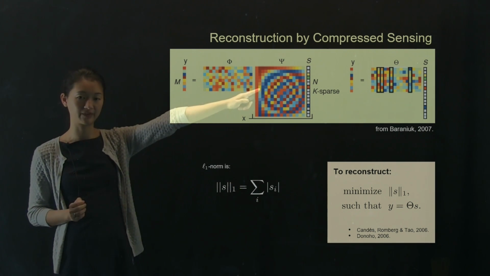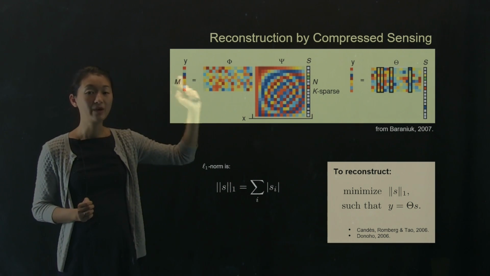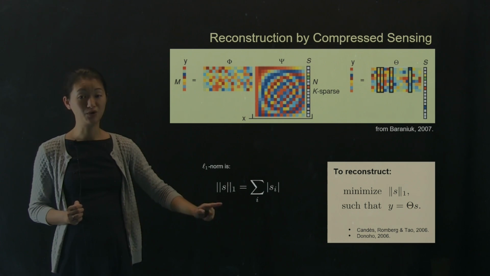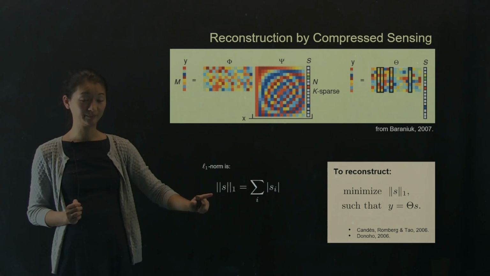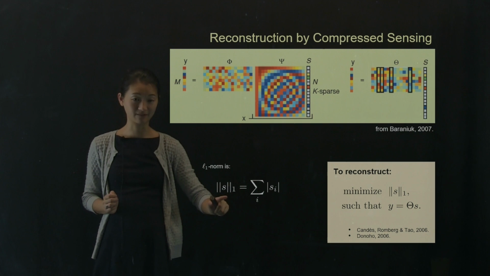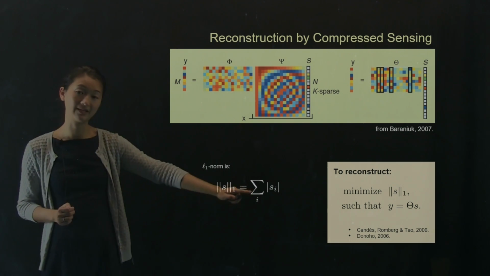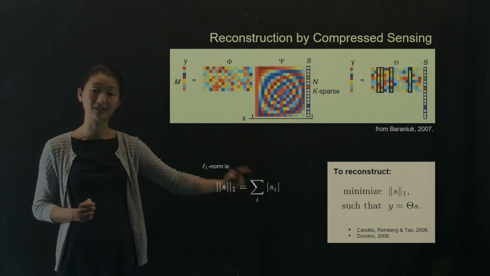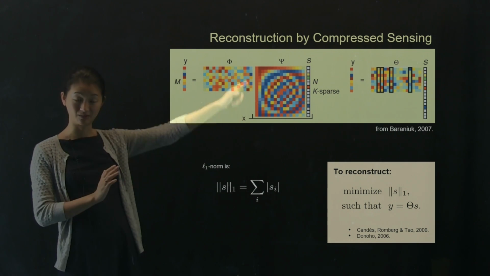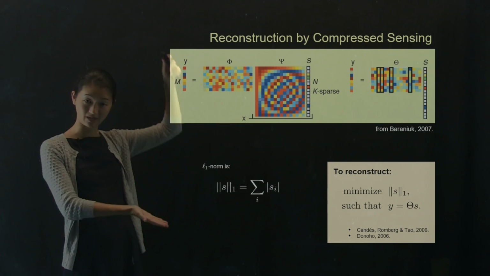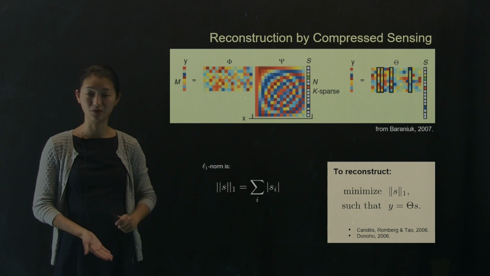So what compressed sensing says is, instead of solving that problem, what I'm going to do is solve that system of equations, y equals theta S, with the constraint that I want the L1 norm of S to be as small as possible. Now the L1 norm is relatively simple. What I'm going to do is take every element of S, take its absolute value, and add it all together. That's it, right? You take the vector S, take its absolute value, and sum all of it. That's the L1 norm of S.